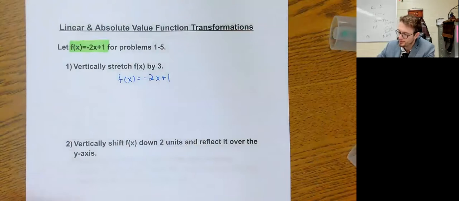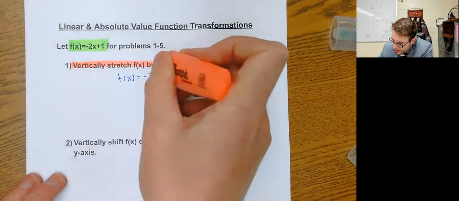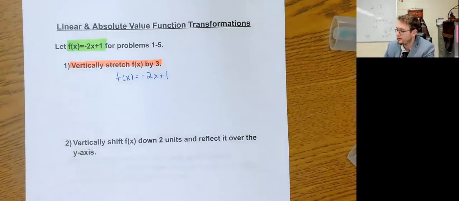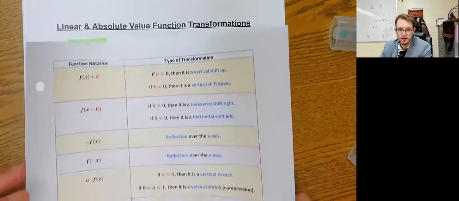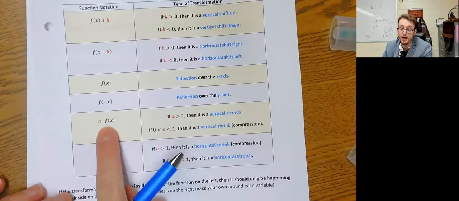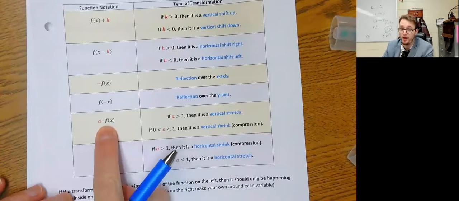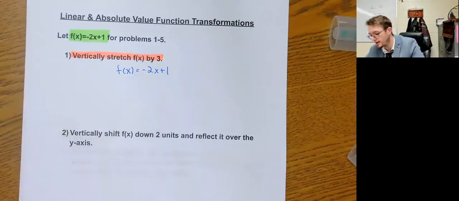What we're going to do is one transformation to that, a vertical stretch by 3. Now, vertical stretch, if you've maybe seen in some of my other videos, means you're going to multiply the entire function by the value a, and in this case a is 3, so we're going to multiply the entire function.